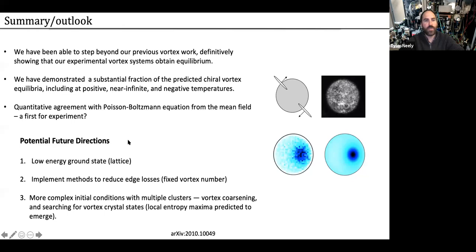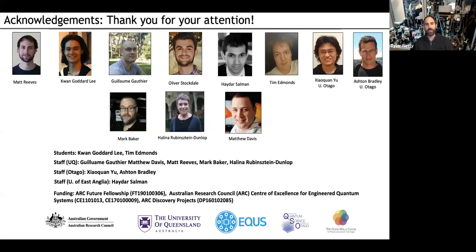Some potential future directions. One thing that's missing here is the Abrikosov lattice. So what about the low energy state in this system? We're interested in pursuing that. There's other things you might do in playing around with the DMD, like reducing the loss of vortices through the edge, which was somewhat of a problem for the single cluster case. And also, really pushing the possibilities of this technique of DMD stirring of clusters of vortices. Could you come up with more complex initial conditions, which may give you some different equilibrium state?